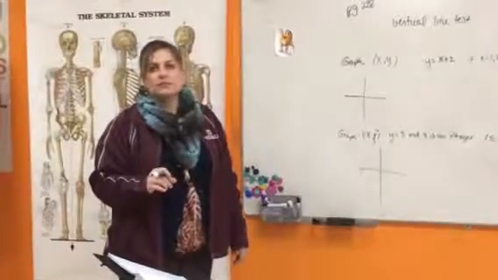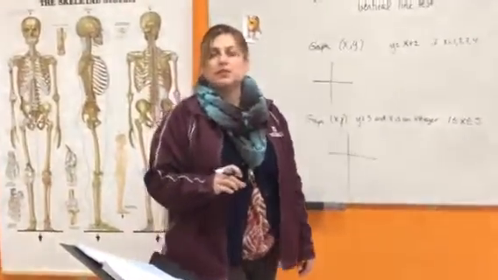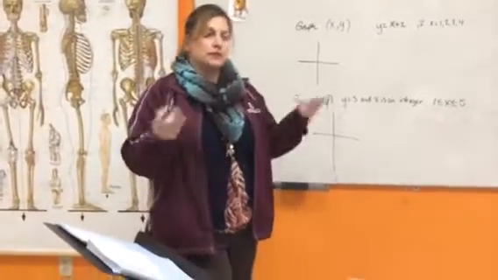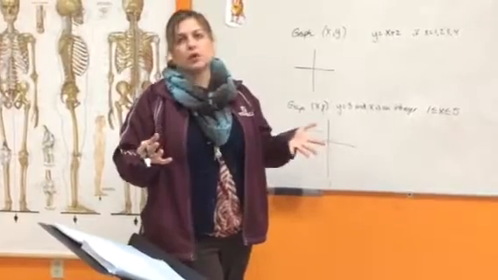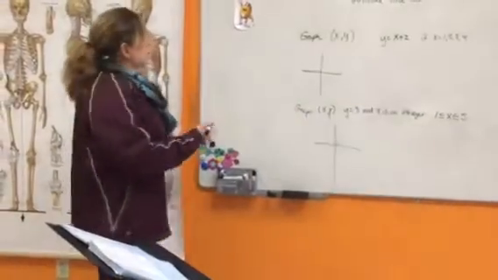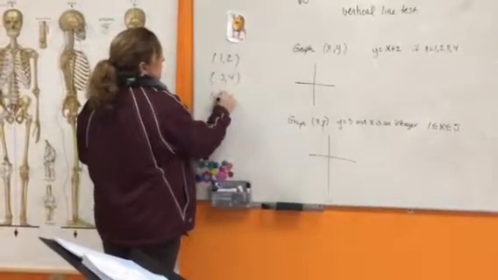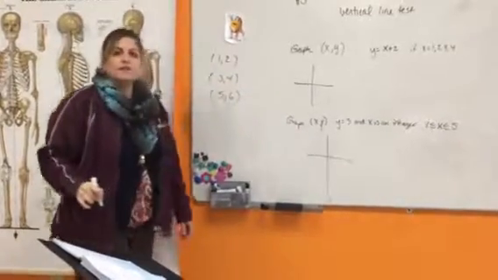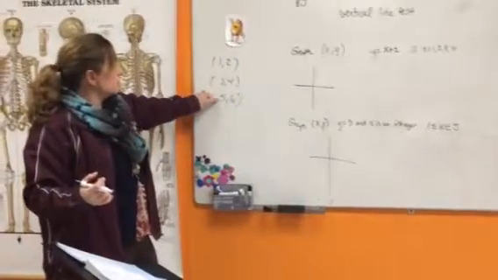Hey guys, so over the past couple days you guys have learned about relations and functions. And remember we said a relation is a relationship between two things, and in math it's a set of ordered pairs. So like we could have 1, 2, 3, 4, 5, 6. And then we said a function was a relationship in which none of the x's repeated.